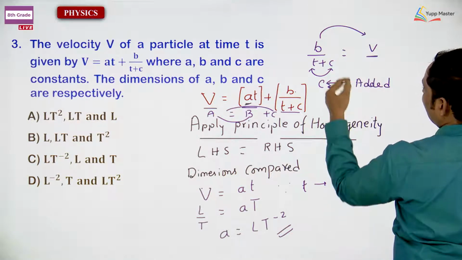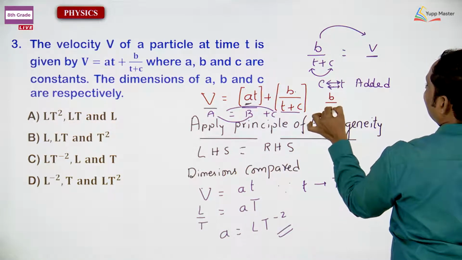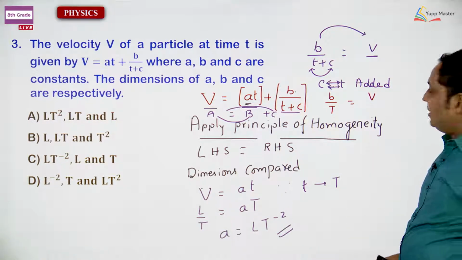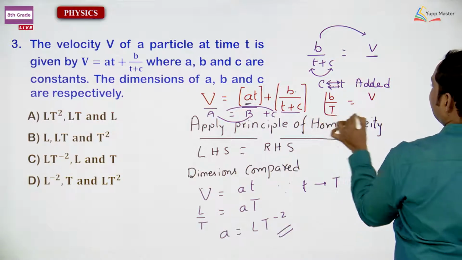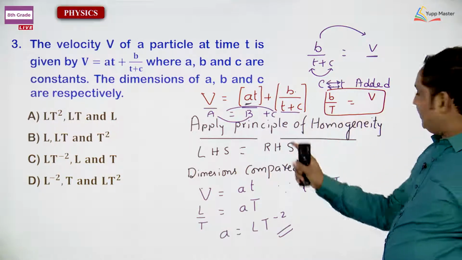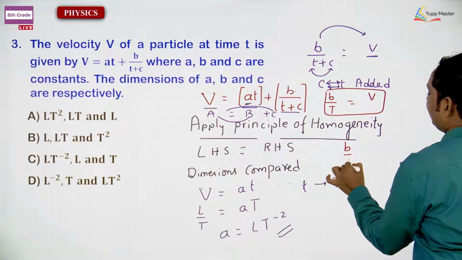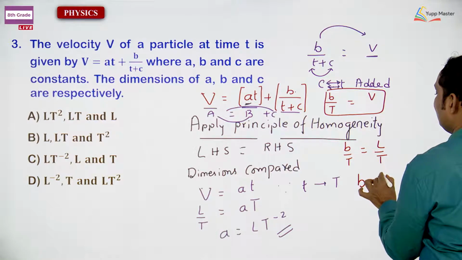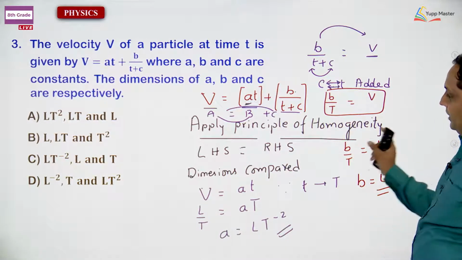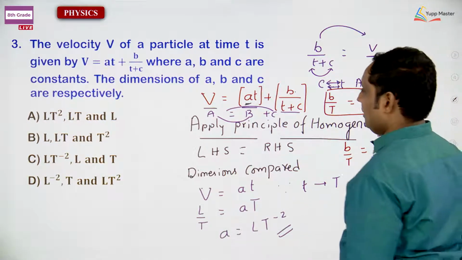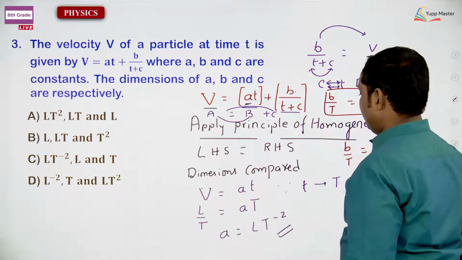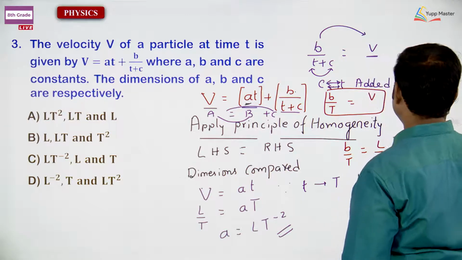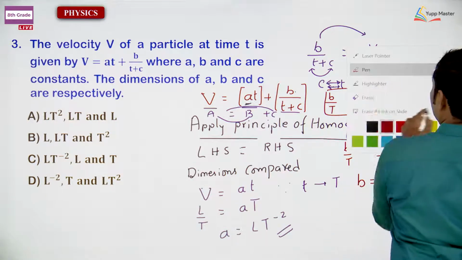So B by T is equal to V. Now you can apply the principle of homogeneity: B by T is equal to L by T. So B is equal to L. We have to take this principle of homogeneity. It is very clear, you have to apply this.